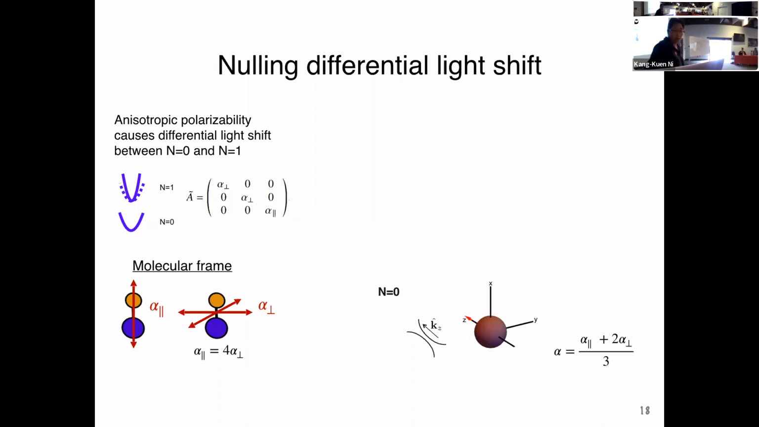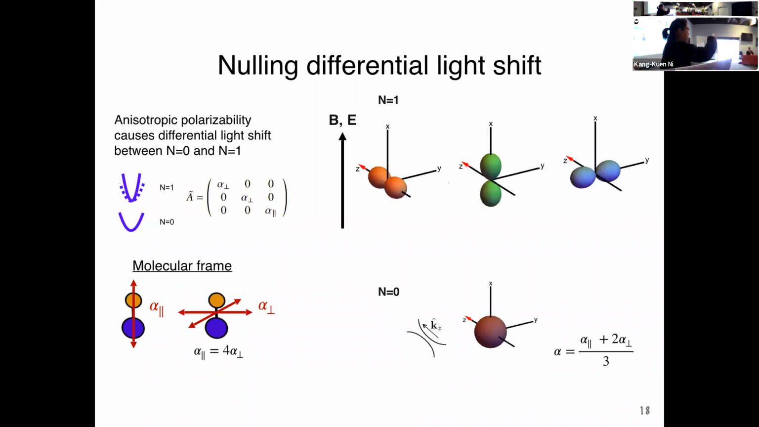Okay, but for n equal to 1, the eigenstates are these p orbitals. If we were to line that up, let's say on the xyz axes, then they're really different if you have some kind of polarization direction. You have some quantization axis, let's say pointing in the X direction right now. So this is parallel, so it's going to have a large shift, while these are going to have a smaller shift.